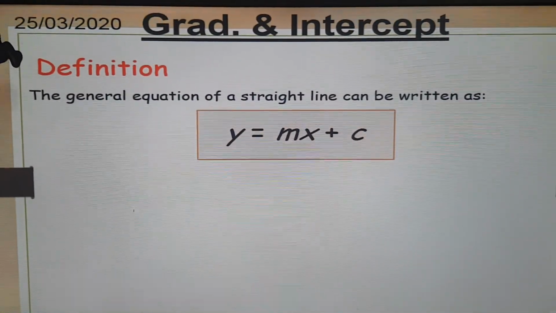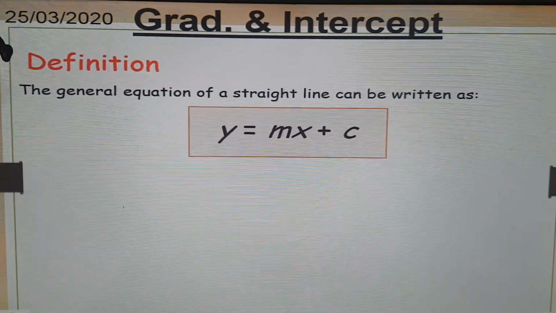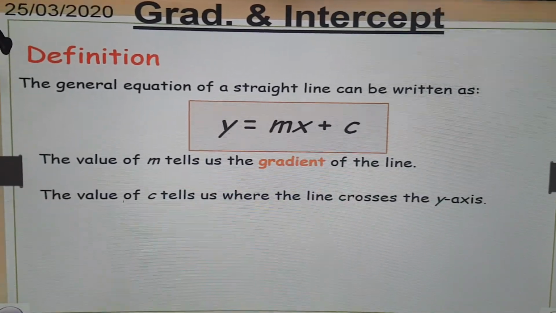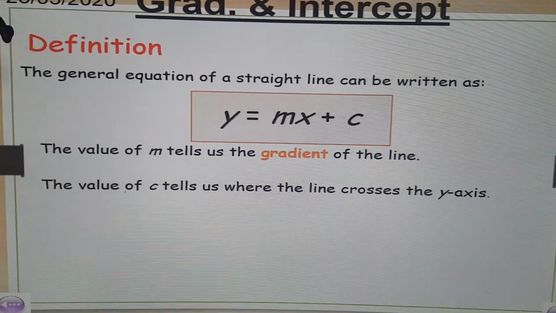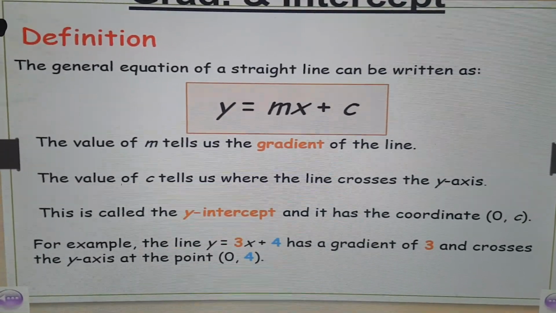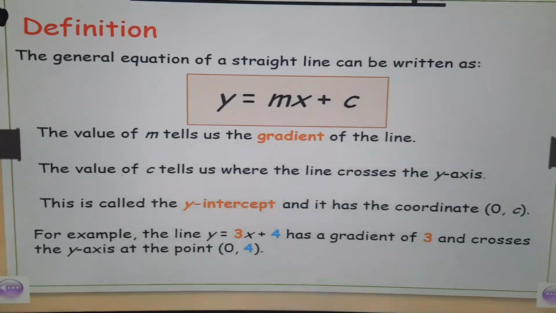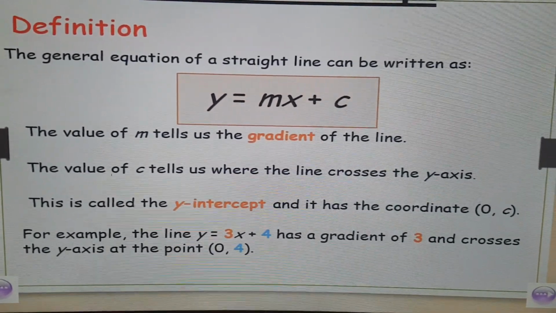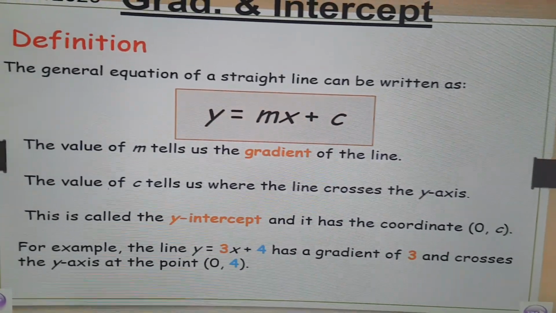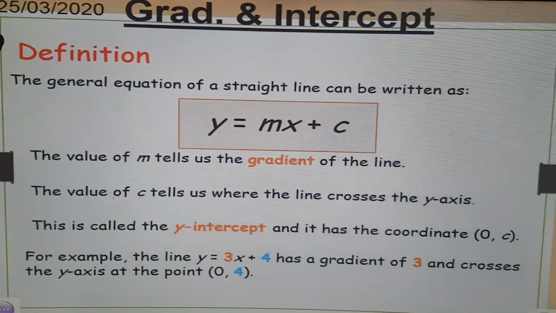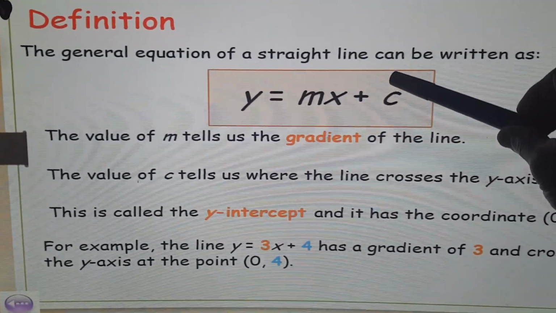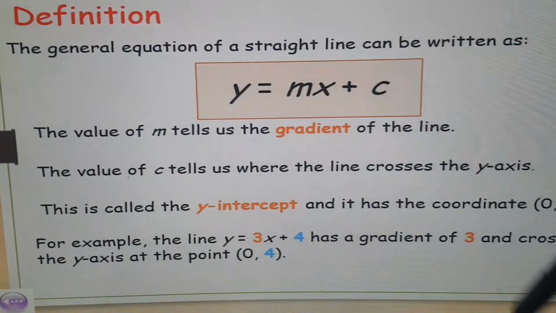Now, we begin with the definition, the general equation of a straight line. What is the equation of a straight line? It is y equal to mx plus c. This is the general equation of a straight line, where the value of m tells us the gradient. m represents the gradient, and c represents the y-intercept.